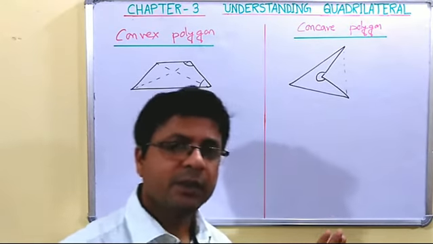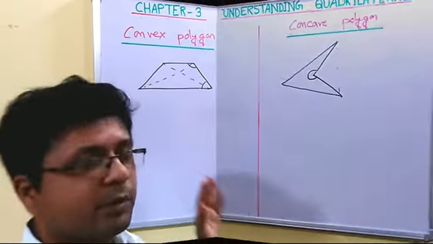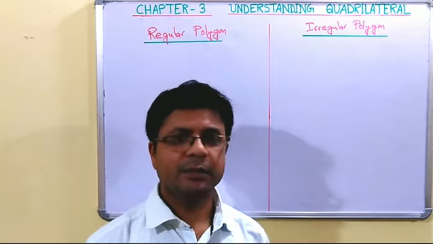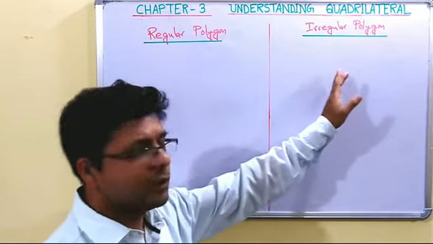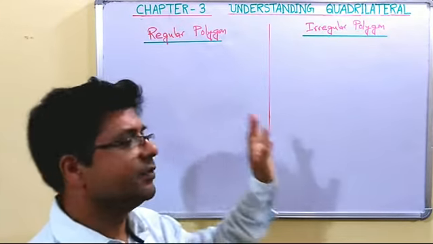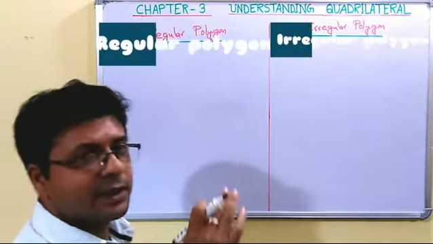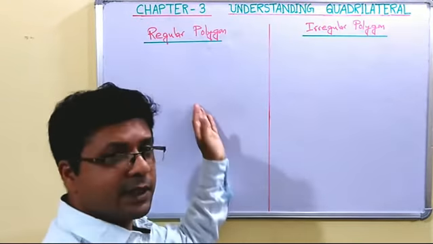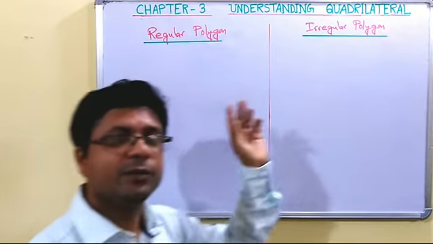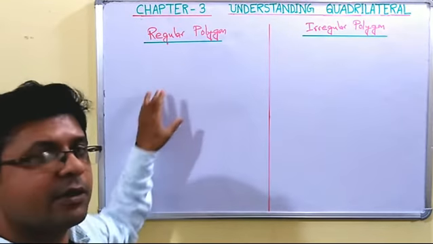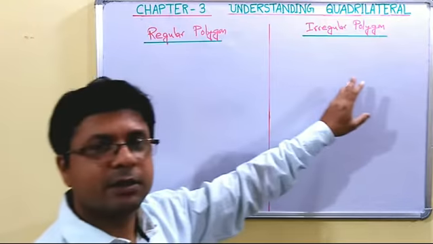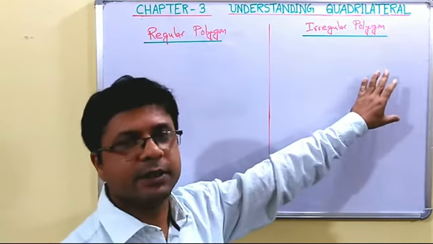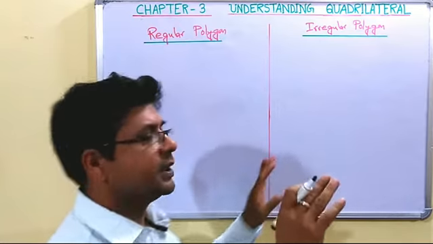Alright, now let us discuss regular and irregular polygons. Dear students, in both cases they are polygons, but what is the basic difference? Regular means the sides are equal; here the sides are not equal. Here the angles are equal; here the angles are not equal. So two things are equal: all the sides are of the same measurement, and all the angles are equal. If I draw the figure, you can easily understand.